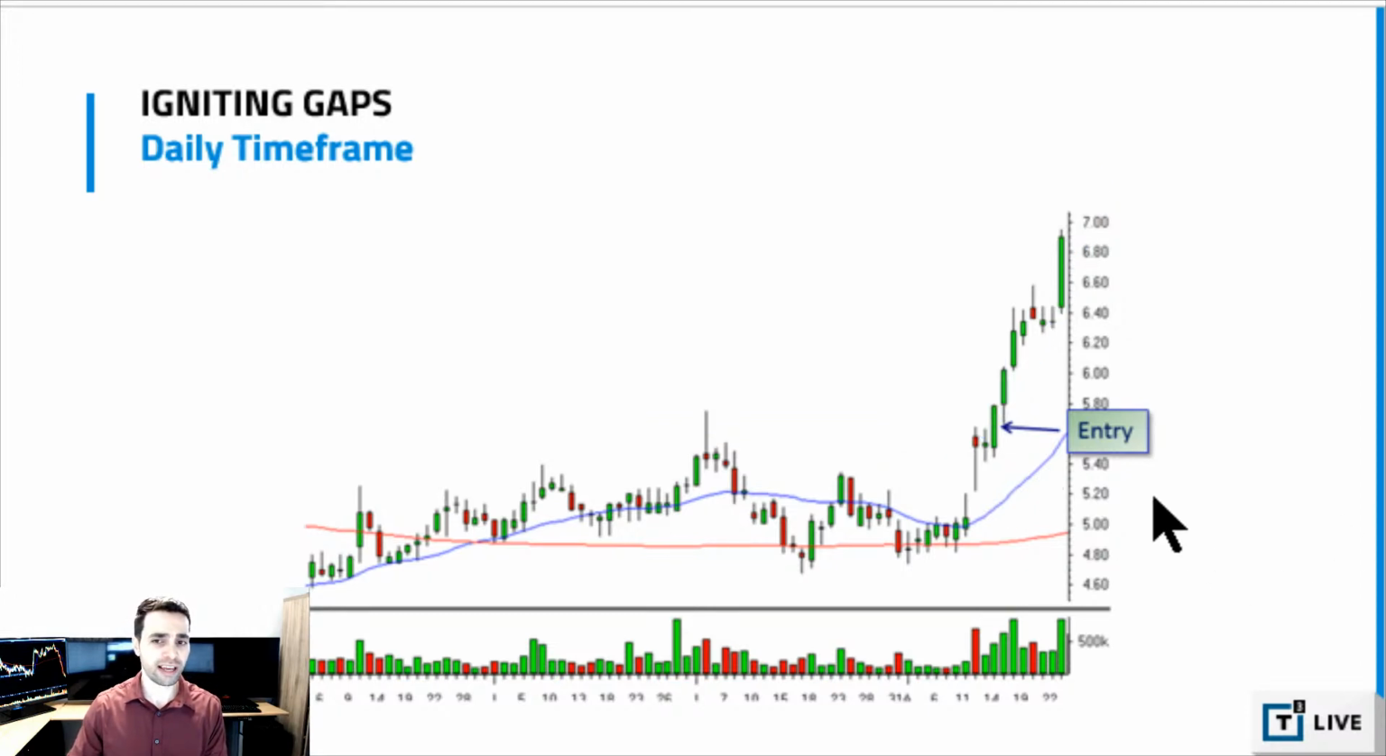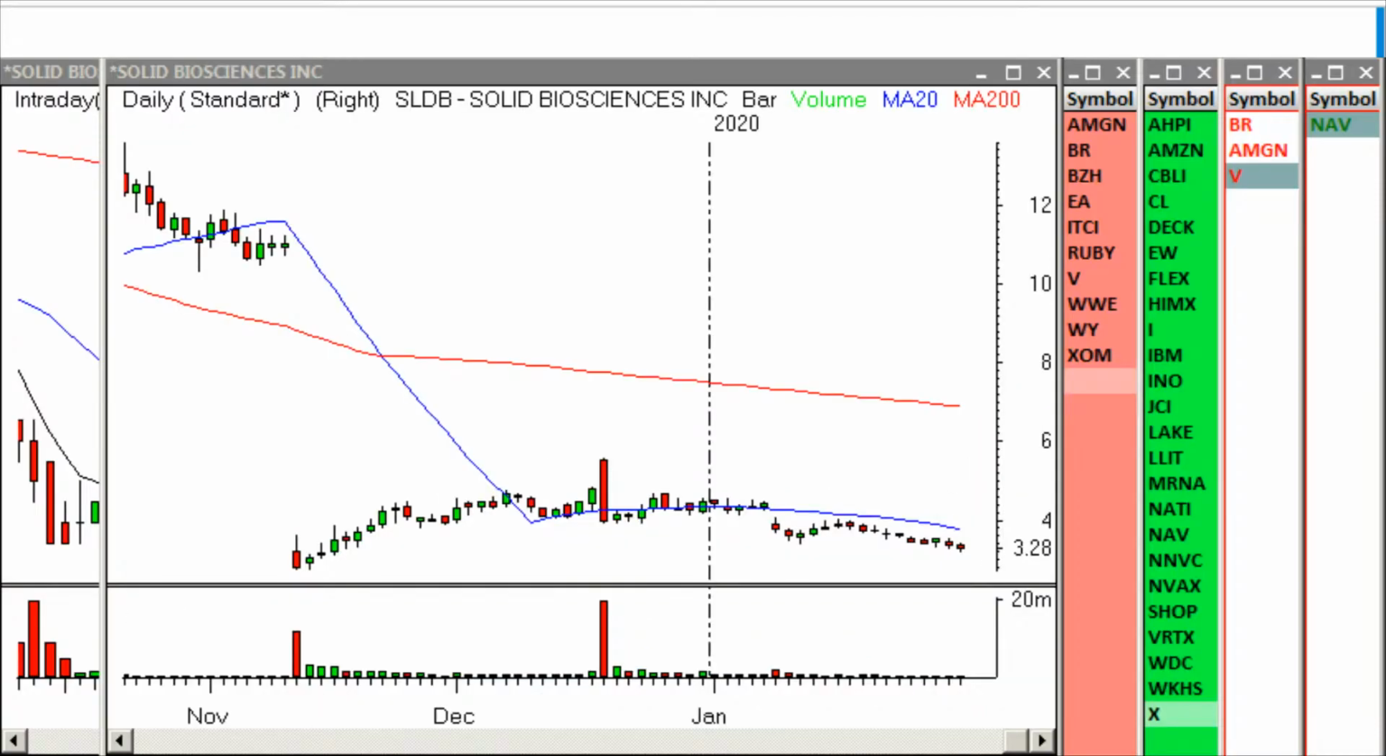So never the day of the gap, but the day after is the earliest you can start tracking it. The day after is usually a narrow range bar. Usually. There's only one exception to this rule. The only time I look at a stock the very next day after a gap is when on the day of the gap it prints a narrow range bar.